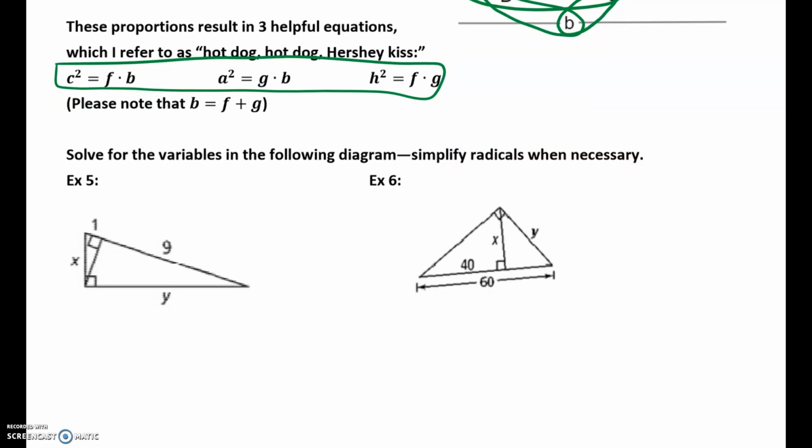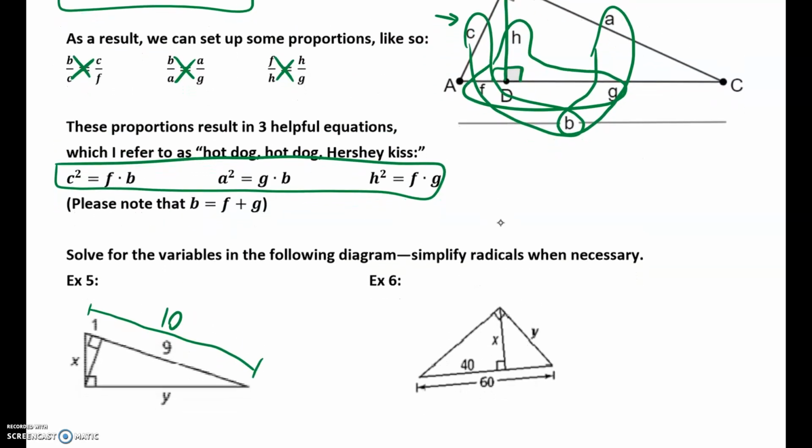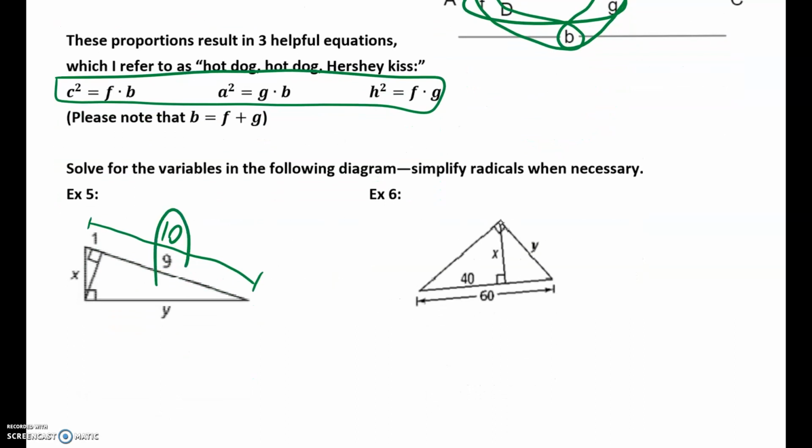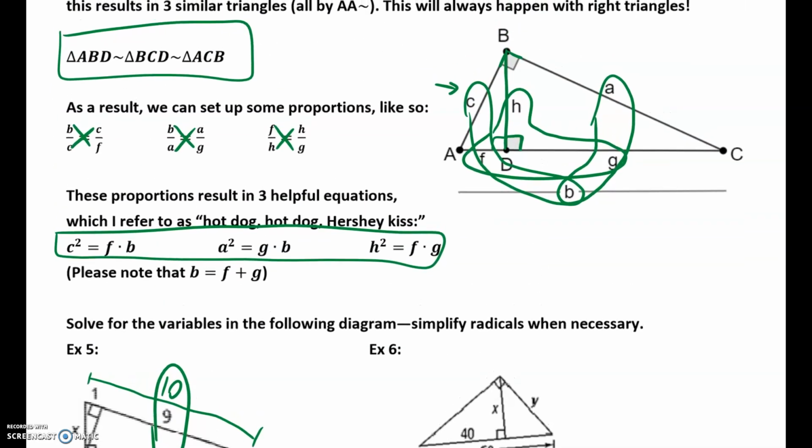Simplify radicals when necessary. So this very first one, I noticed that I have the y and the 9 here, and I've got the x and the 1 here. I could do this whole side. Notice this whole side is basically my b up here, right? And then we can do hot dog. The question is just which one is squared, right? Well, you'll notice if you orient it, these three up here are the ones that get squared.